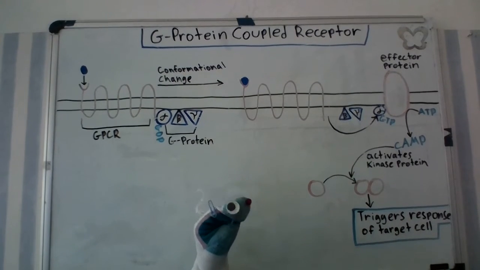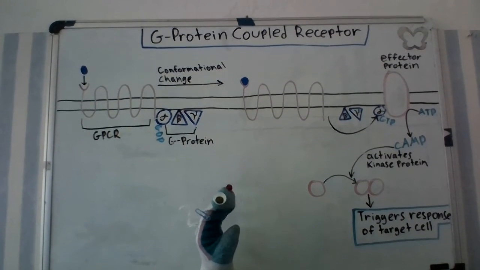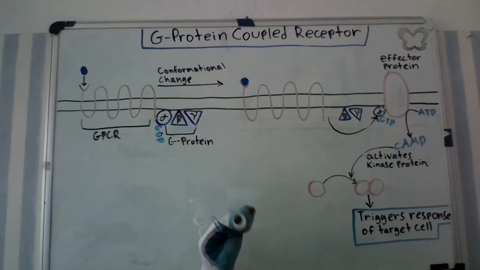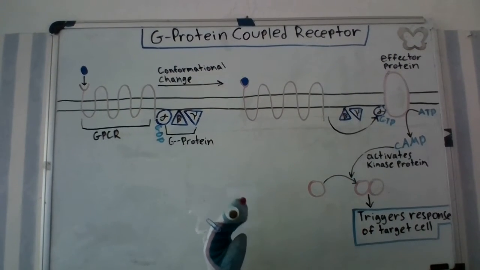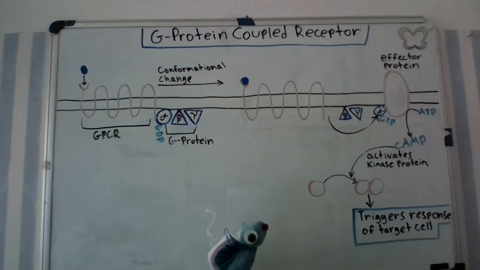G-protein coupled receptors are very complicated, and there are thousands of different types of them, so this is just a basic pathway of the reaction to get a feel for how it works.